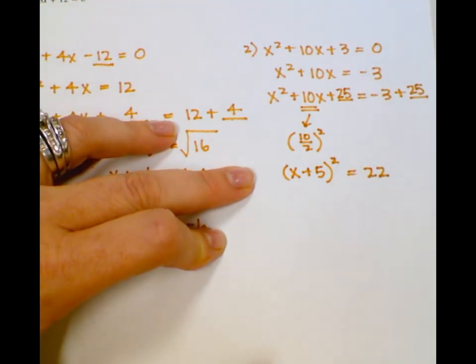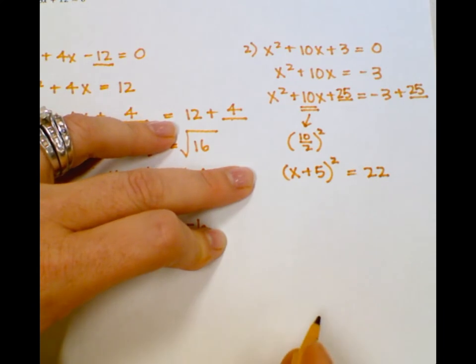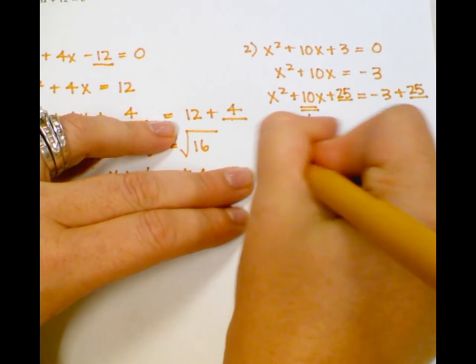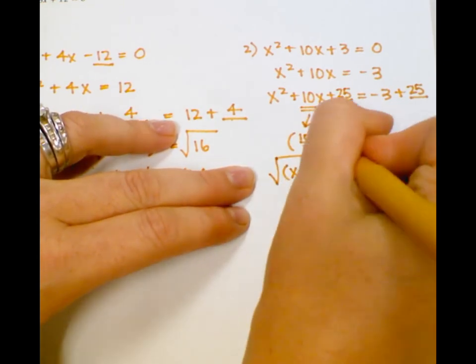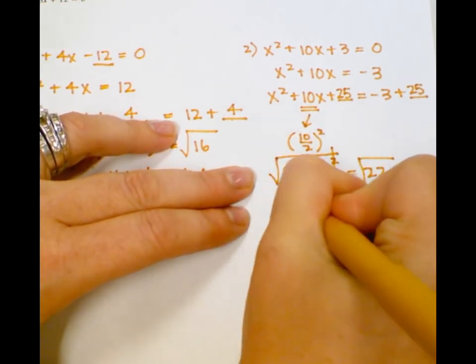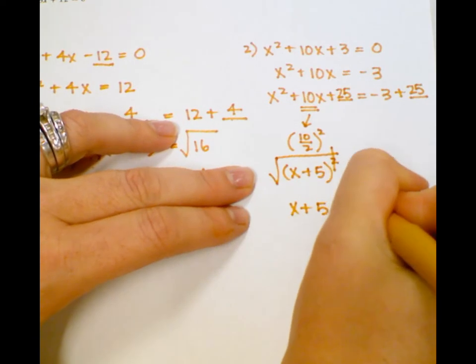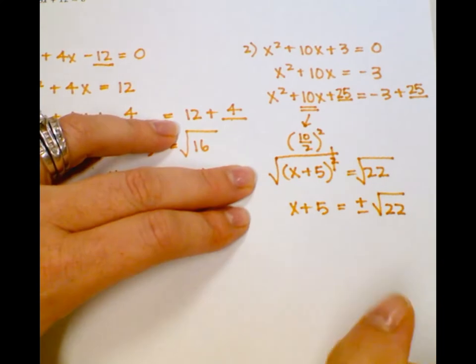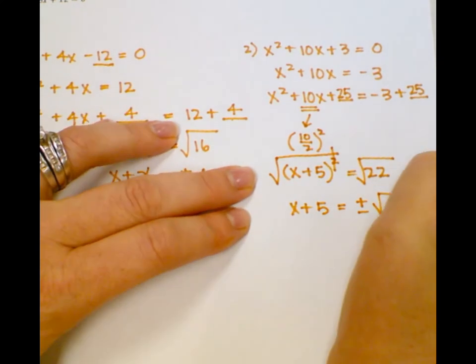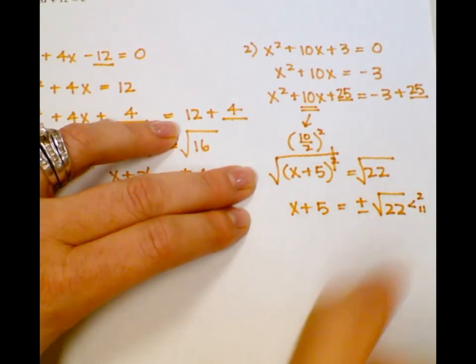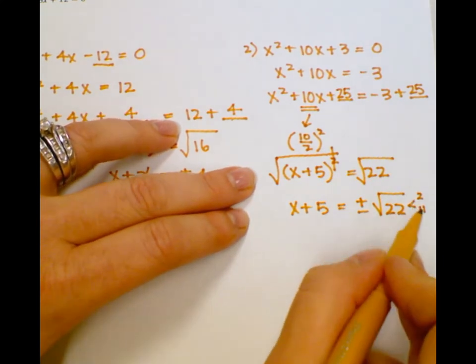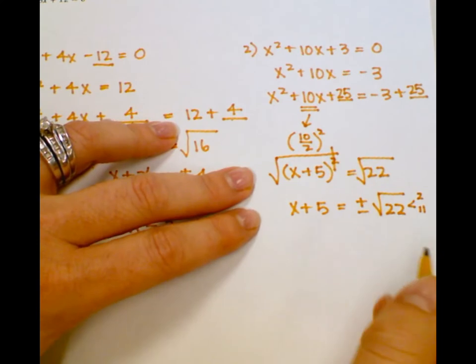And then you just do your thing like I just taught you. You are going to solve this by square roots. So I'm going to square root this side, square root this side. So I have x plus 5. And remember, anytime you square root, plus or minus. Now, 22, if I try to break this down, it's just 2 and 11, which are both primes. So if you ever try to break something down and it's both primes, that means it's already simplified.